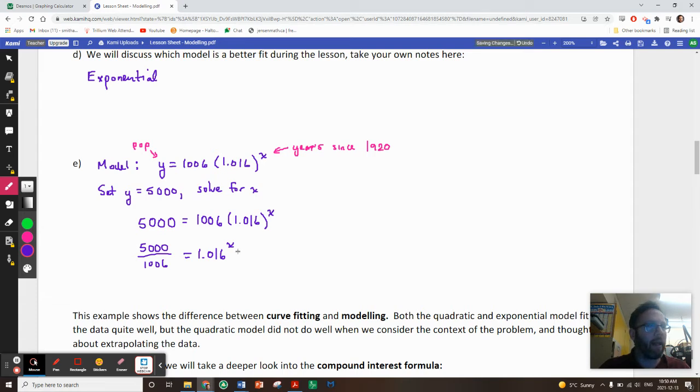All right, how do we get at that x? We have developed our tool. We can take the logarithm of each side. So the log of 5,000 over 1,006 is equal to the log of 1.016 to the power of x. I'll show that in two steps since I have more space. And again, we have our power rule for logarithms.